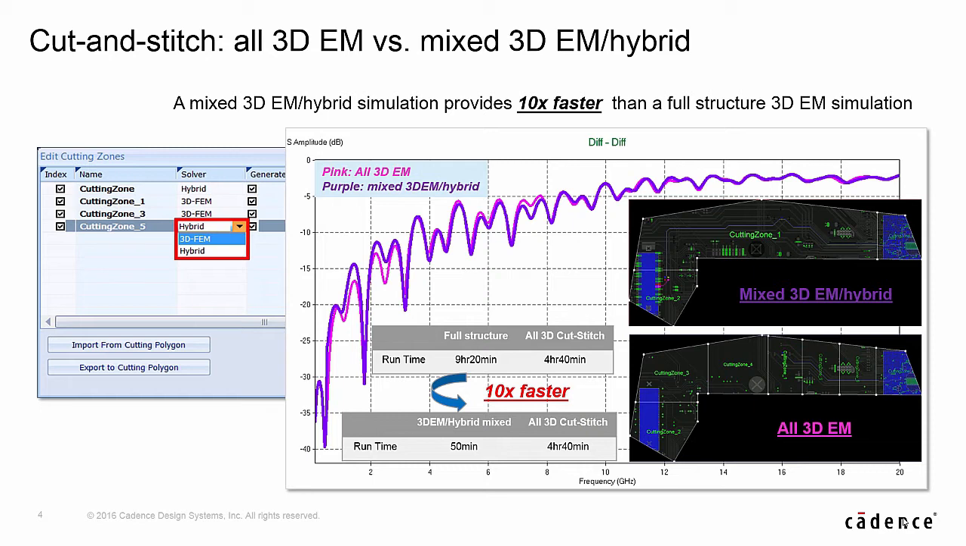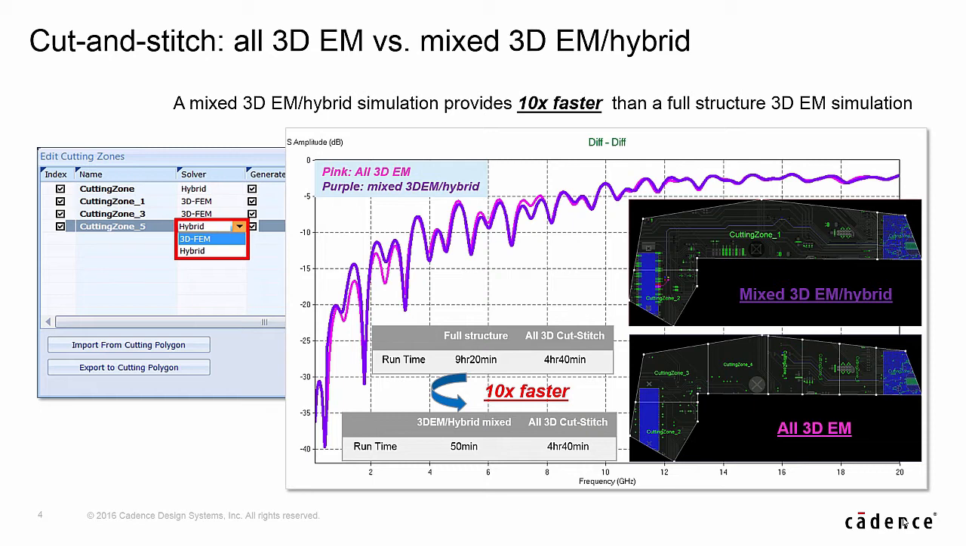Even without the complexity of multi-layer transitions, this is a big simulation. It took over 9 hours to complete the 3D simulation of this full design. When the cut and stitch flow is applied and all 7 zones are simulated with the 3D solver, the time is cut in half to about 4.5 hours. The time savings is great, but an even more significant reduction in memory occurs.